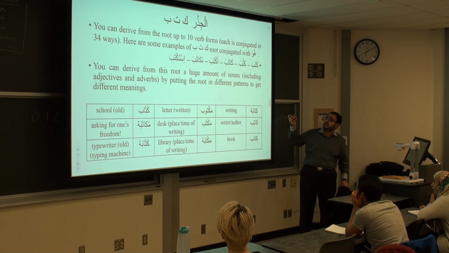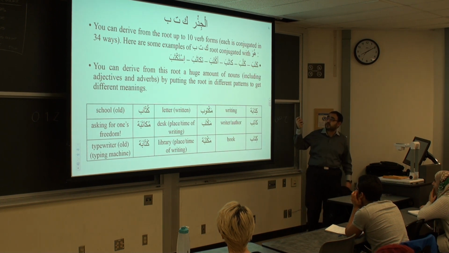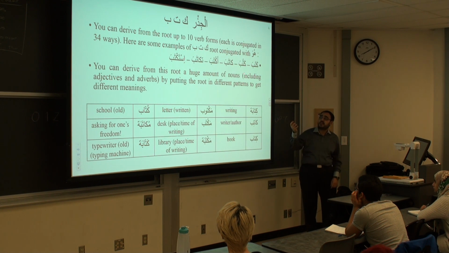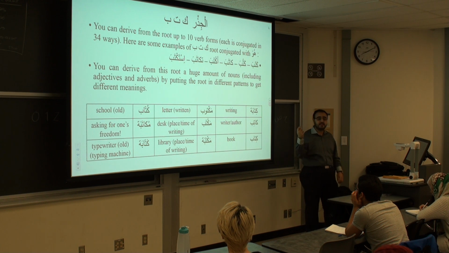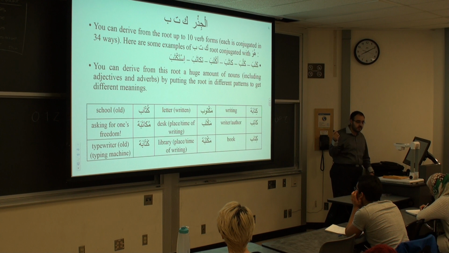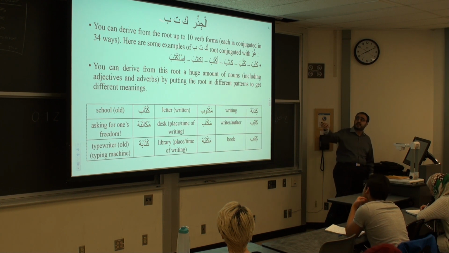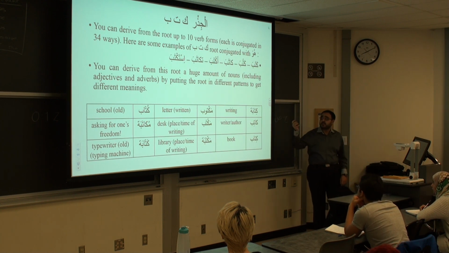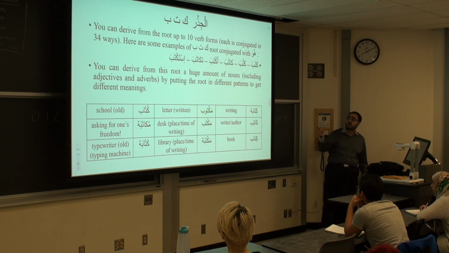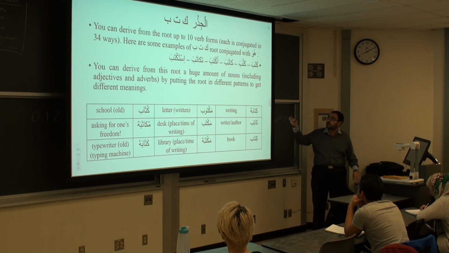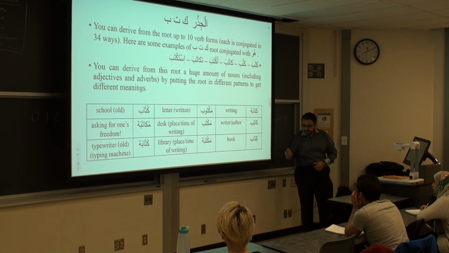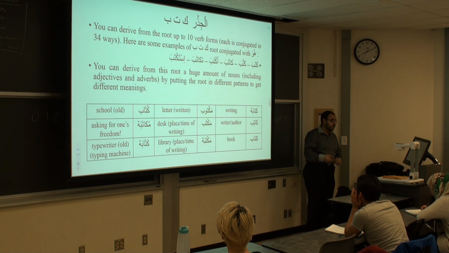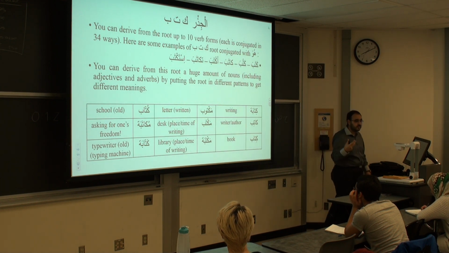So for instance, these are among the 10 verb forms that you can have: kataba, kattaba, kataba, aktaba, takataba, istaktaba. Okay? All of these words, by the way, share the same root, which is kaf, ta, ba. And these are all conjugated with huwa in the past, and each one of these can be conjugated in 34 ways in the three tenses that we have in Arabic: the past, present, and imperative.